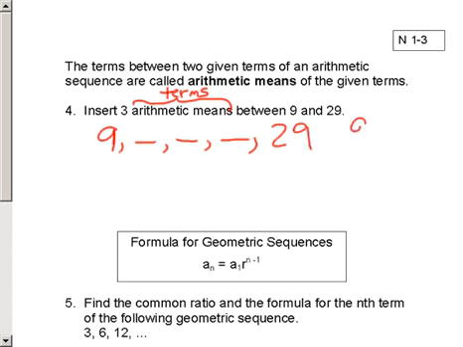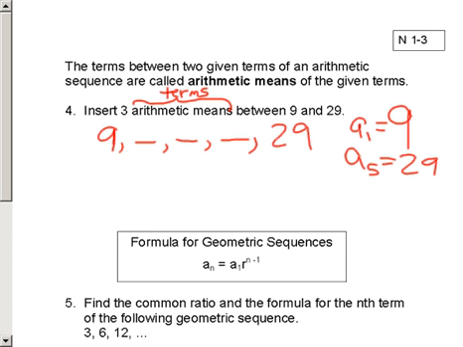We have that A1 is what? What's A1? 9. And then 29 is A what? How many terms are there if I insert 3? Somebody said it. 5. Right? If I have the beginning and the end and I insert 3, I have 5. Are you with me? If we have the beginning and the end and I insert 3, then we have 5.